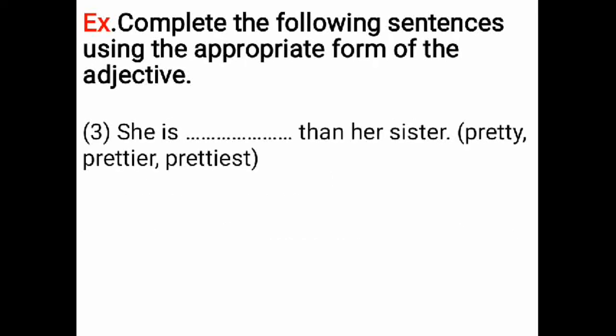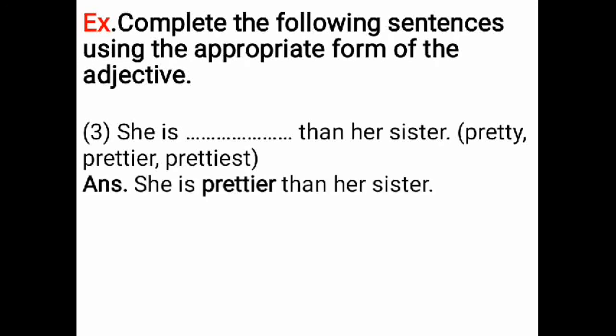Next, she is dash than her sister. Pretty, prettier, prettiest. Correct answer is she is prettier than her sister. The adjective prettier is comparative degree. After comparative degree, you always have to use the word than.